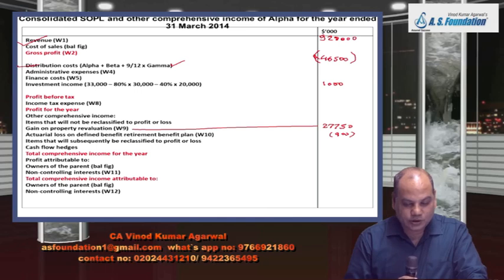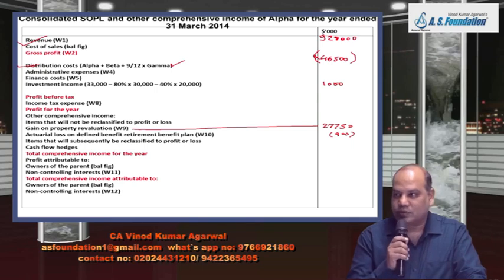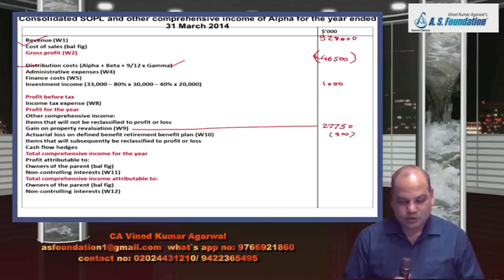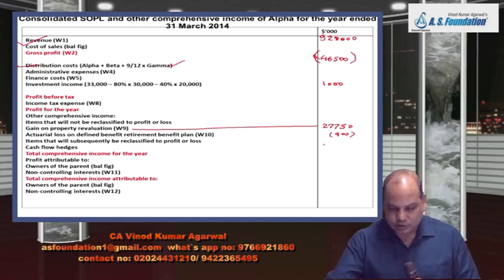Alpha uses hedge accounting whenever permitted by IFRS. Where a choice of hedge accounting method exists, Alpha uses cash flow hedge accounting. So in cash flow hedge accounting, what do we do? We transfer the change in fair value of derivative to reserve through OCI. So on the screen, item that will subsequently be reclassified to profit or loss under cash flow hedge, write positive number 3600.